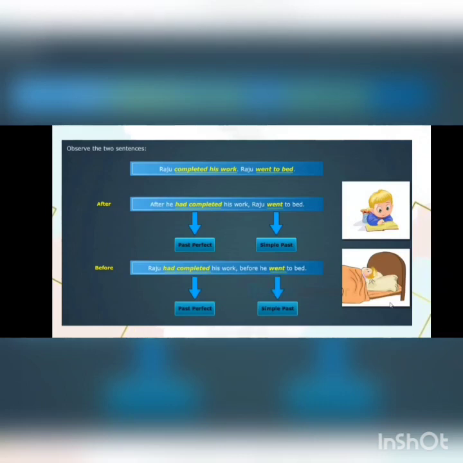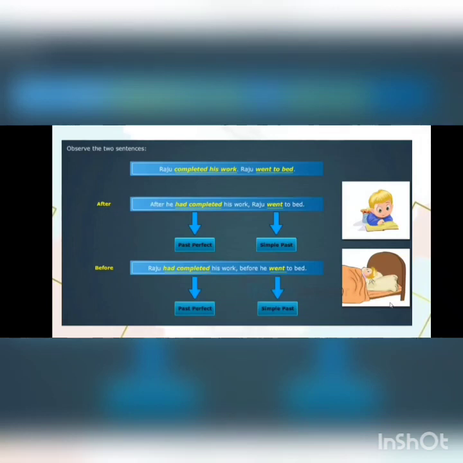Students, in such a case, the first action is written in past perfect, had plus V3, and the next action is written in simple past. From the example, Raju first completed his work and then he went to bed. So we can write the complete sentence as: After he had completed his work, Raju went to bed. Students, had completed here is past perfect and went is simple past. Let us see the next example. Before: Raju had completed his work before he went to bed. Here, had completed is past perfect, went is simple past.